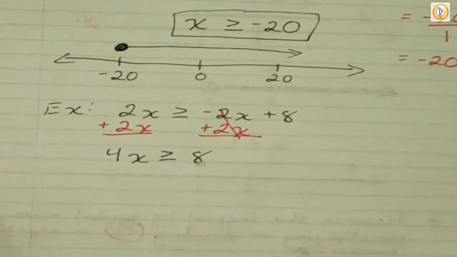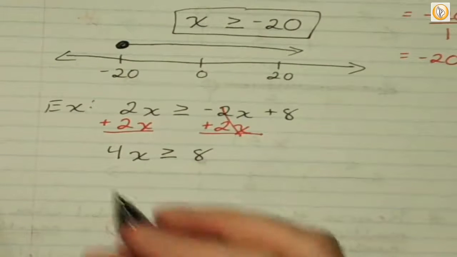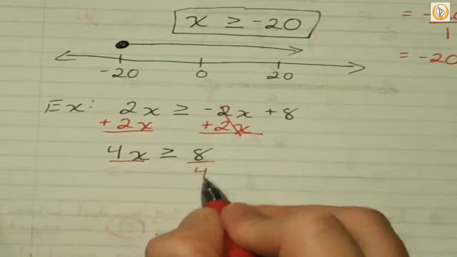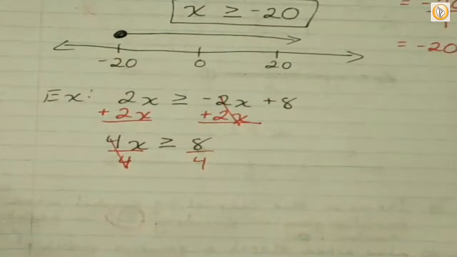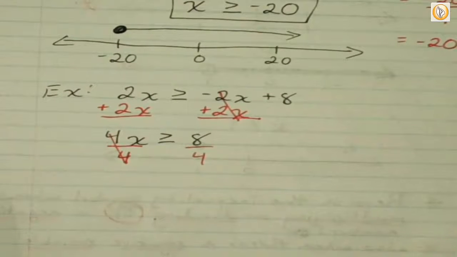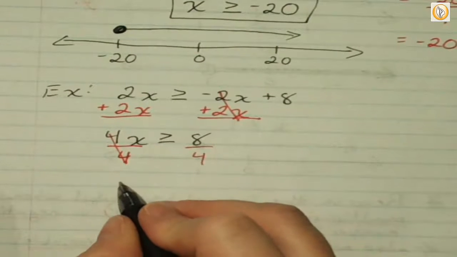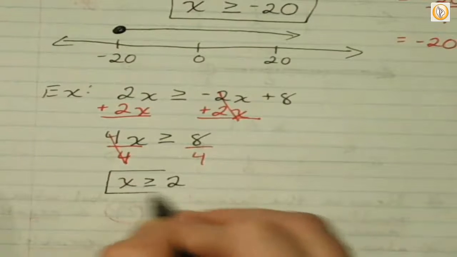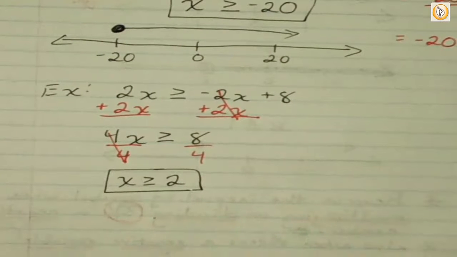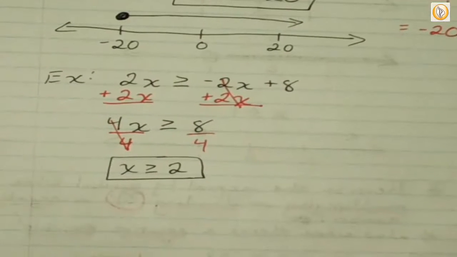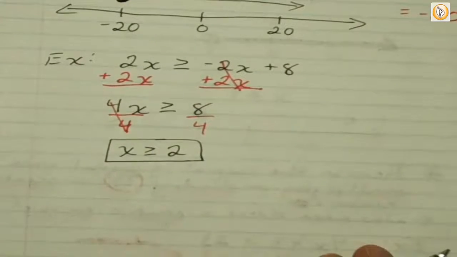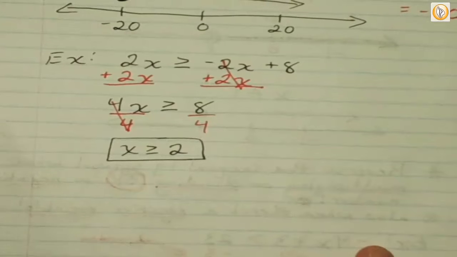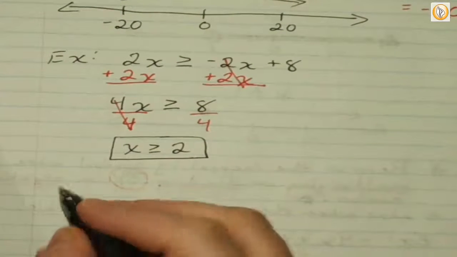And you divide by 4 on both sides. Do I need to flip the inequality? No. Perfect. So x is greater than or equal to 2. And we're not going to do the number line because I think you guys got it. Any questions on that? None? Let's do another.